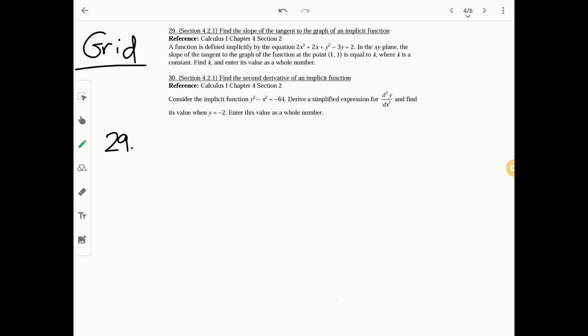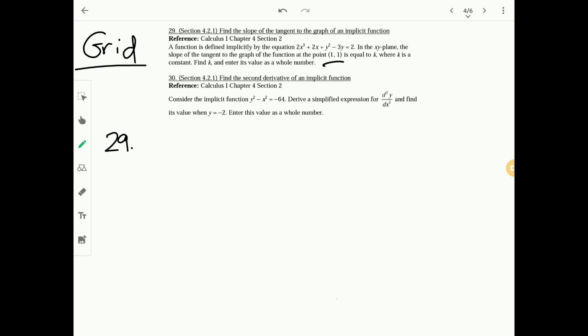A function is defined implicitly by the equation 2x cubed plus 2x plus y squared minus 3y equals 2. In the xy plane, the slope of the tangent to the graph of the function at the point (1, 1) is equal to k, where k is a constant. Find k basically. So all you have to do is find the slope. So find the derivative and substitute (1, 1).